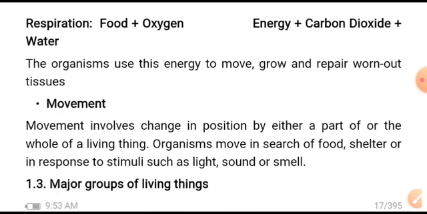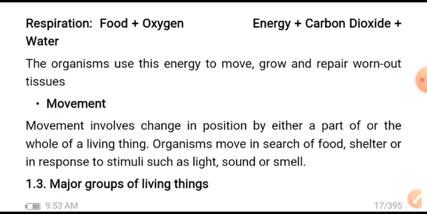So here is a term called respiration, where we take food plus oxygen. If we take in food and then breathe in oxygen, a reaction occurs, and it produces energy, carbon dioxide and water. The carbon dioxide that is produced is worn out by breathing, whether through the skin or through the nose. The organism uses this energy to move, grow, and repair worn out tissues. So the energy produced in the process of respiration is used for movement and growth, and even to repair different tissues.